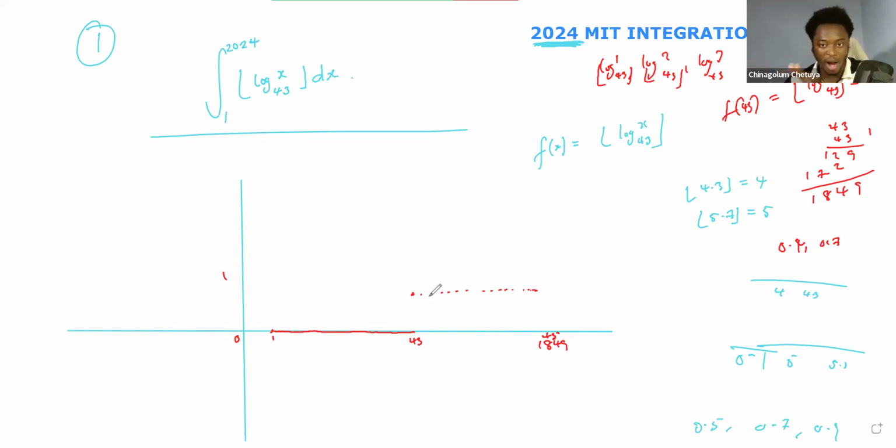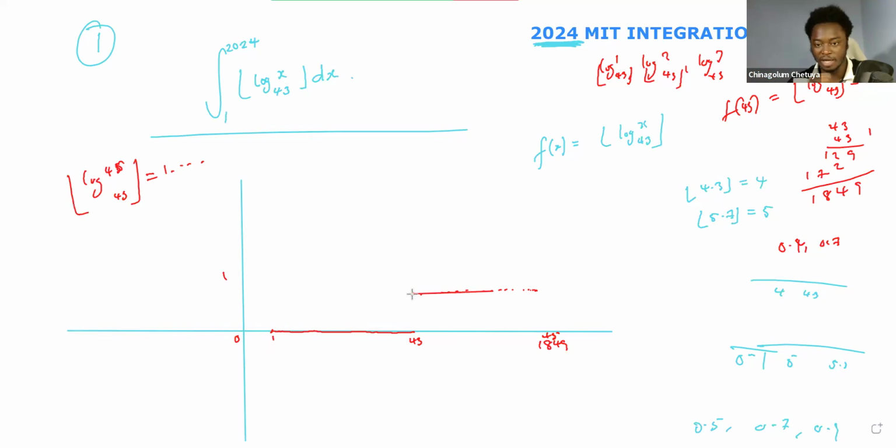this function will be 1. For example, f of 45 is the floor of the logarithm of 45 to base 43, which is going to be 1 point something, a decimal. The closest integer below 1.5 is 1, so this function is going to be 1 all throughout this range.